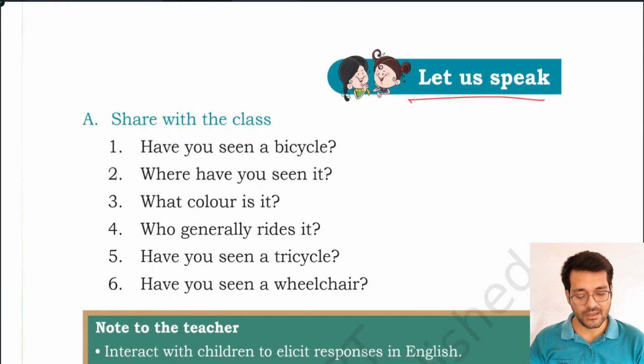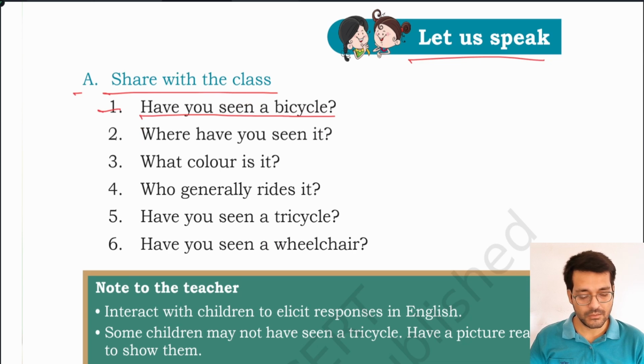Let us speak and share with the class. 1. Have you seen a bicycle? If you have seen, you may write yes. If you haven't seen, then you must see. 2. Where have you seen it? You can write it here. For example, you may have seen a bicycle on a school campus, at home, or in the neighborhood.